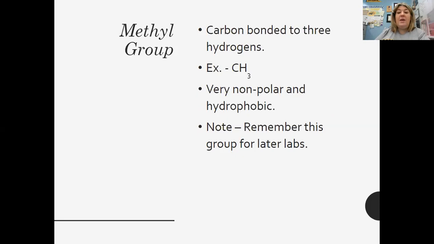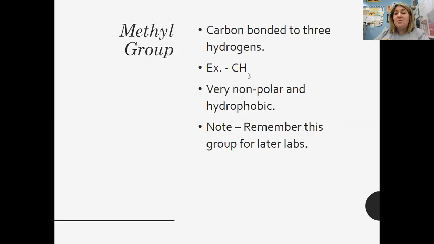And then we have a methyl group. Methyl groups are kind of hard to distinguish because it's a carbon with 3 hydrogens and it's stuck at the end of a hydrocarbon. And so it sometimes kind of gets lost and you may not find it, but they cause the molecule to become nonpolar. And a nonpolar molecule is very hydrophobic, which means it doesn't mix well with water. And later on, we'll be doing some labs where the methyl group will play a large role in how the molecule or how that chemical will behave.